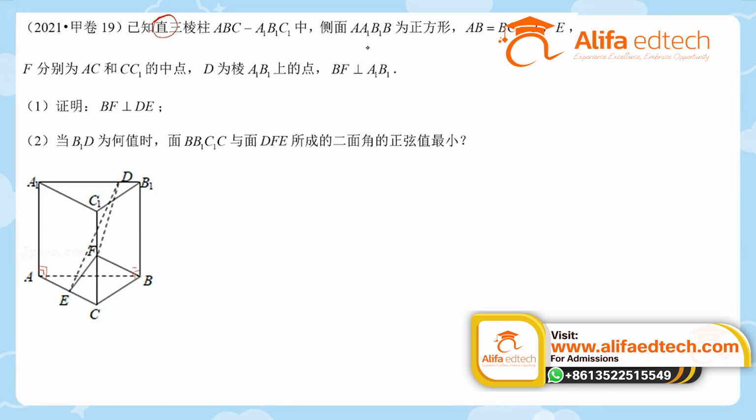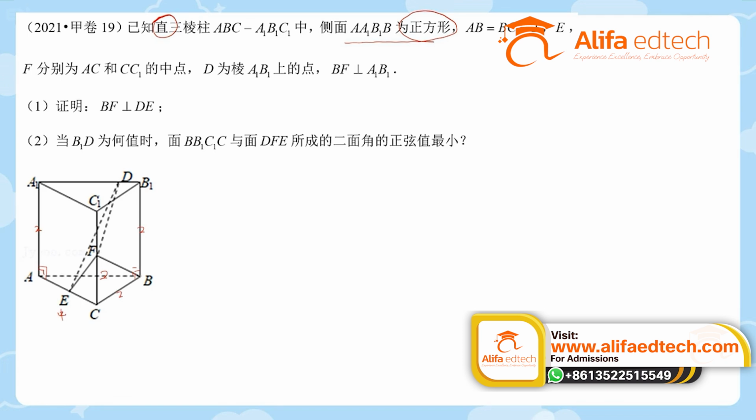It says the side face ABB1A1 is a square. Since it's a square, we have right angles, and what else? The sides must be equal. Okay, it also says AB equals BC equals 2. Since it's a square, that means AB equals BB1, which equals AA1, all being 2, and BC is also 2. Now, we don't know AC yet.